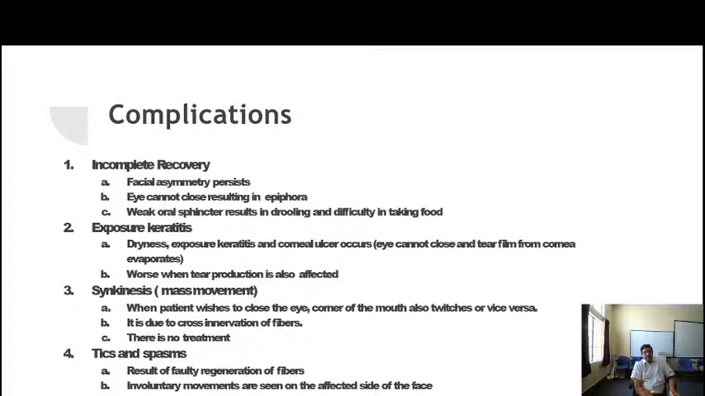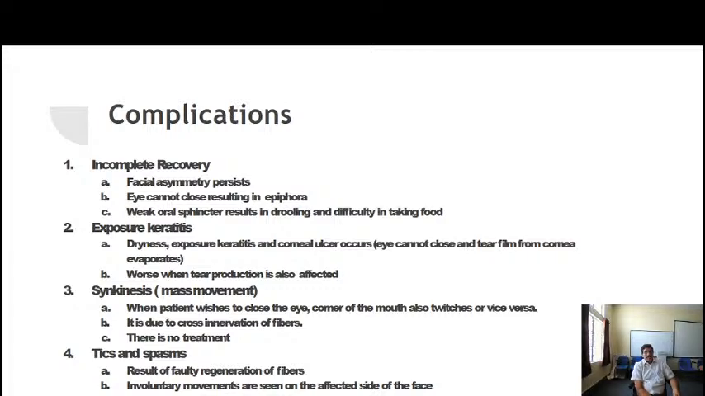Then the complications of facial nerve palsy. Usually when there is an incomplete recovery, there is a facial asymmetry which persists. The eye cannot close completely, and so the epiphora continues. And because the oral sphincter is weak, the drooling of saliva continues. And when drinking water, the water comes out through the mouth. So that is incomplete recovery.